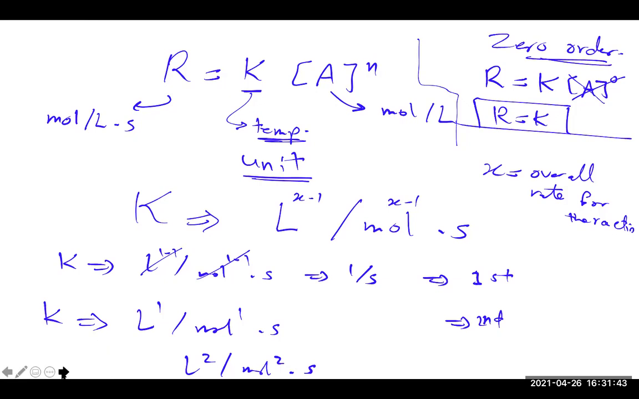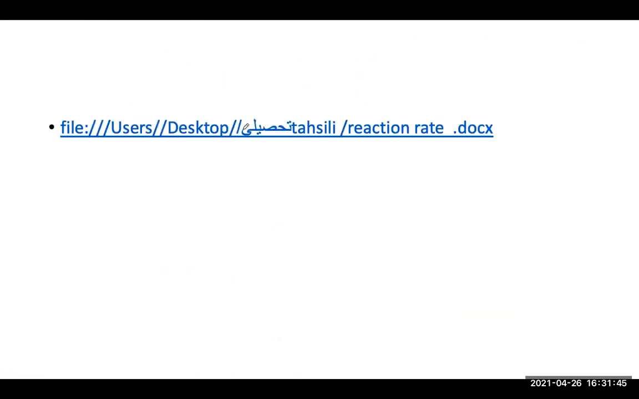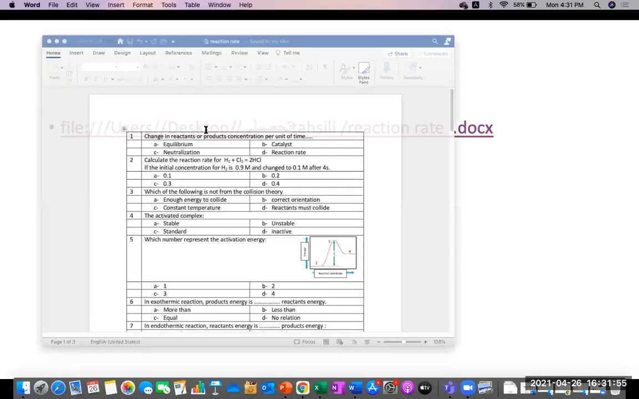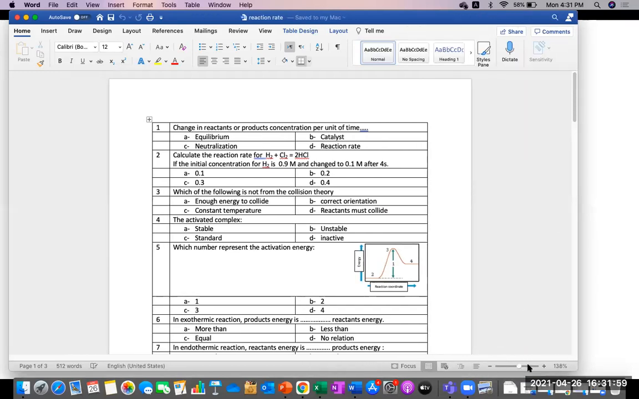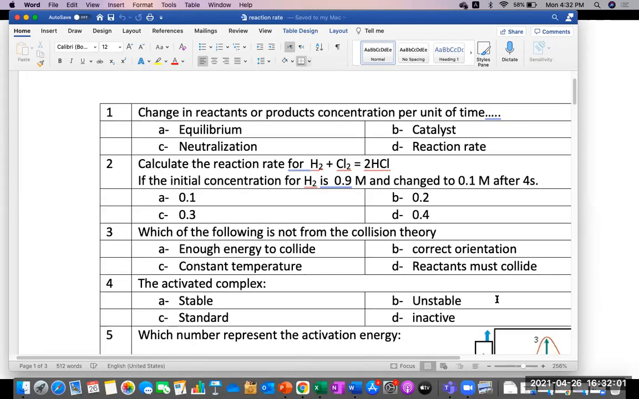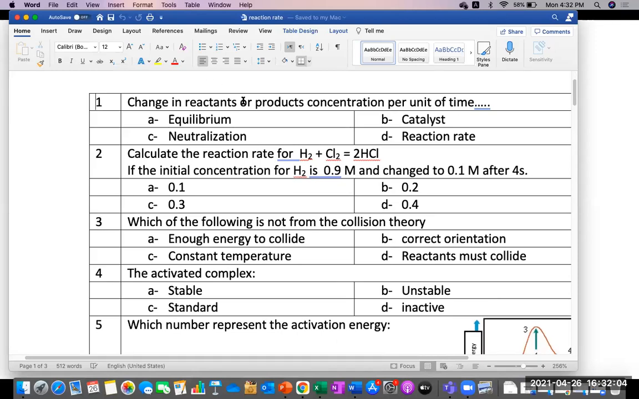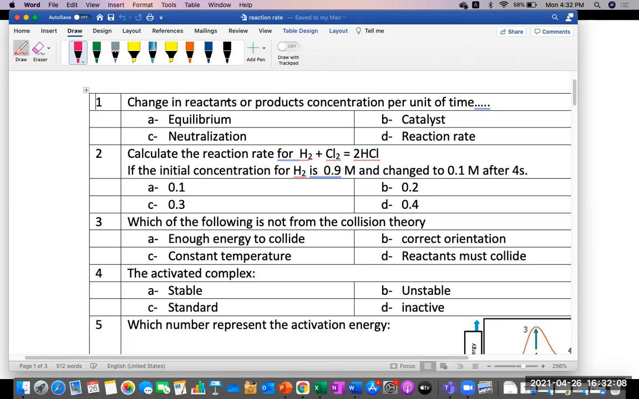Let's do some problems for tahsili. Okay, first, change in reactants or product concentration per unit of time. So of course, this one will be the reaction rate. This is the definition of the average reaction rate.